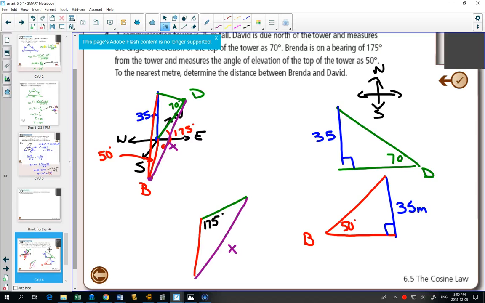Which side is going to be important to solve for? The bottom part. So I'm going to try and solve this first. I'm going to call this side little d for the distance for David. And I'm going to call this side little b for the distance that Brenda is away.